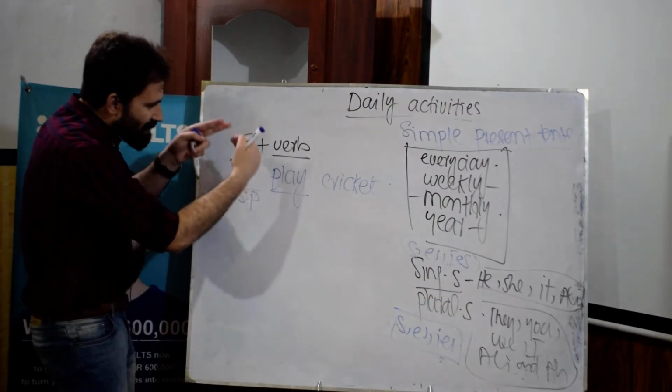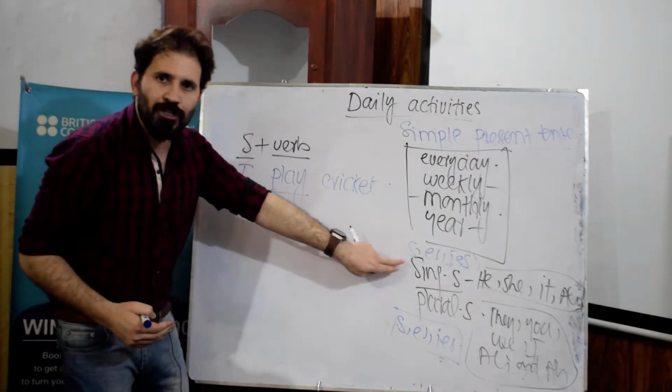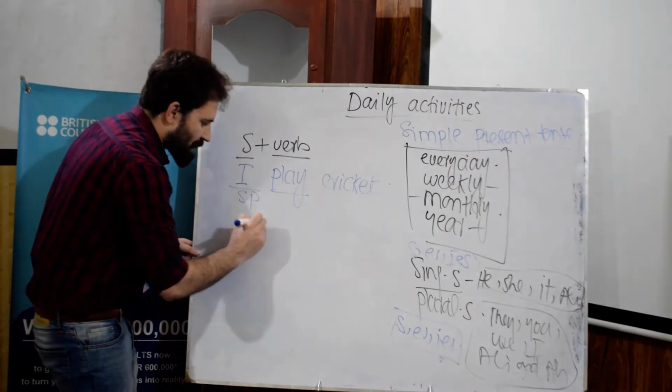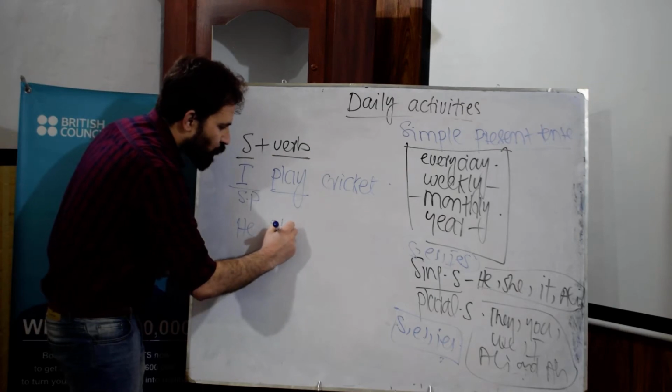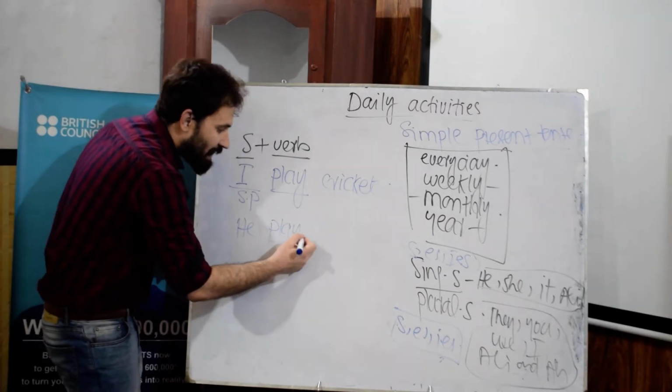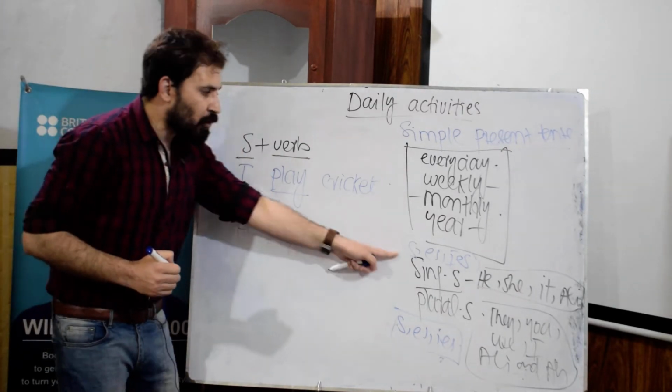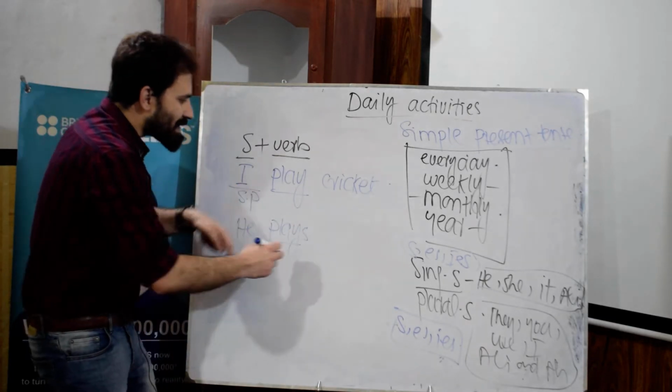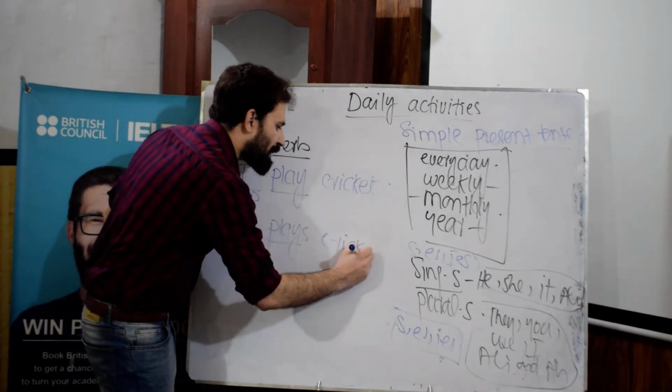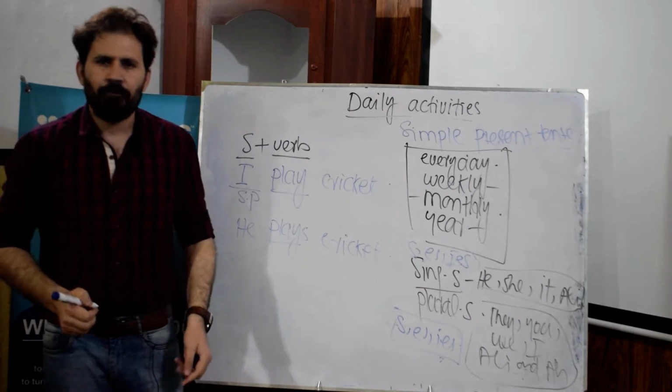So now, for example, the same example, I want to make it for a singular subject. I can say he, for example. So now I want to put play. With play, I will put s here. Why? Because the subject is singular. He plays cricket. I play cricket. He plays cricket. Very easy.